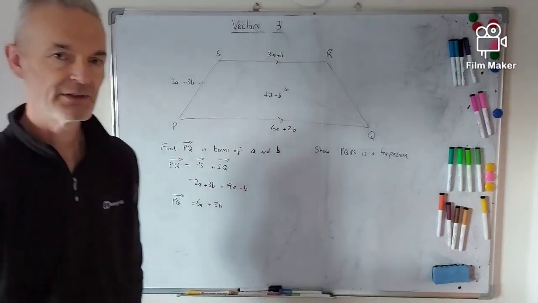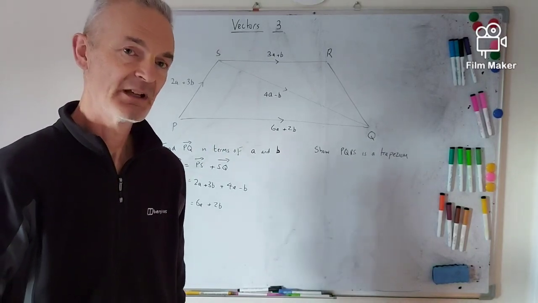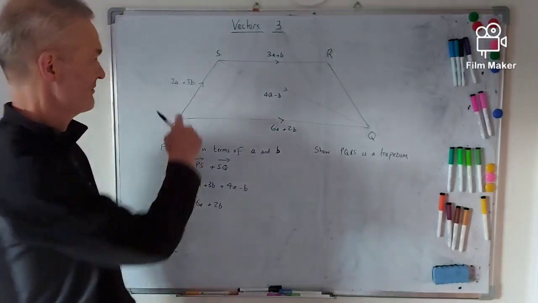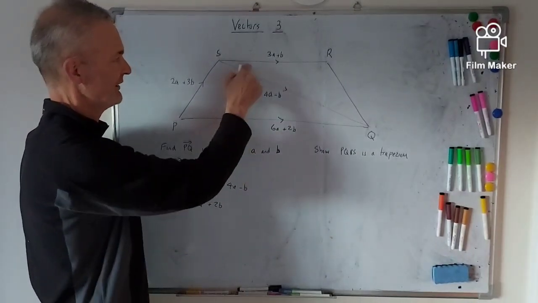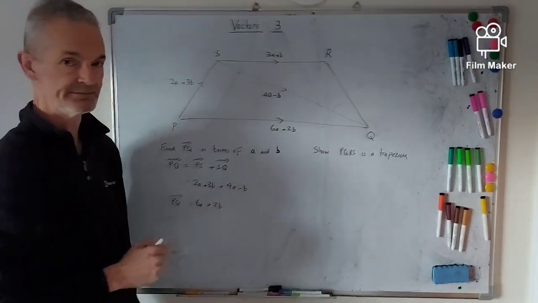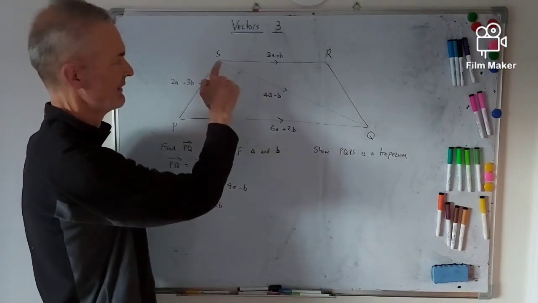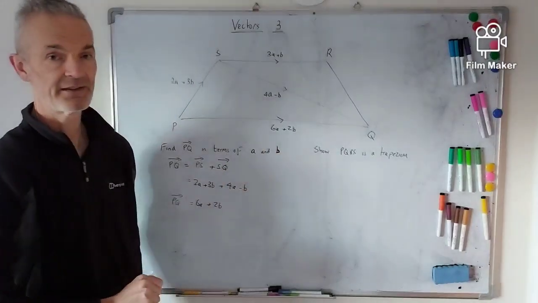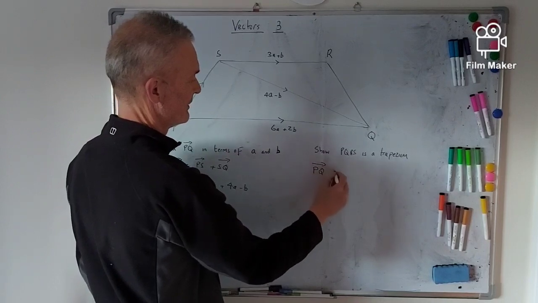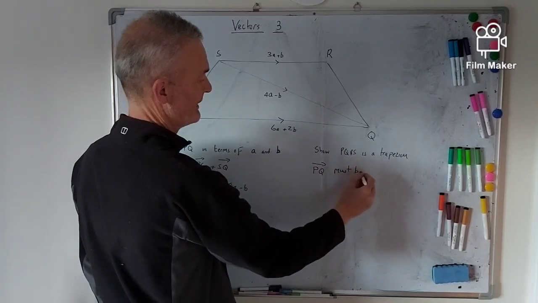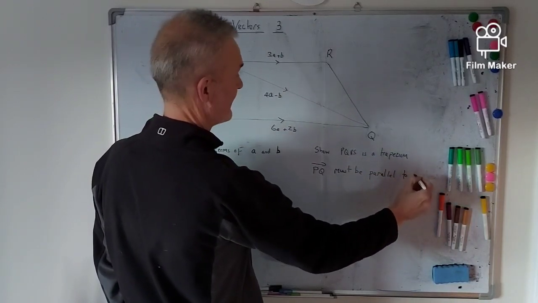So what we need to know is, what are the features of a trapezium? What's the main thing that determines whether it's a trapezium? Well, it's got to have four sides, which this one certainly has around the outside. But the main feature is that this line and this line are parallel. That's the key thing. So if we can prove that PQ is parallel to SR, we can prove that it's a trapezium. So I'm going to say that vector PQ must be parallel to SR.